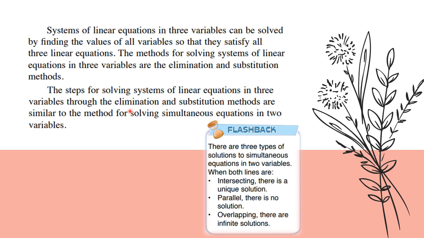Okay, let's flashback. For simultaneous linear equations in two variables, when we have both lines intersecting, it means that there is a unique solution. If we have lines that are parallel, it means there is no solution. And lastly, if we have both lines overlapping each other, it means there are infinite solutions. Overlapping means line tu bertindih antara satu sama lain.